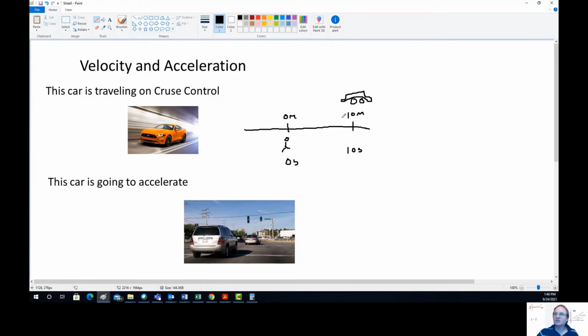It's going nice and constant. It's not accelerating. It didn't start there. We're not saying that it started there. It's just saying that's what we measured. We measured between point A and point B. There goes the car. It's a nice car.